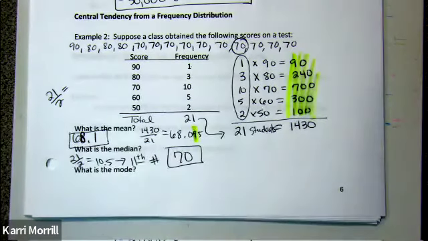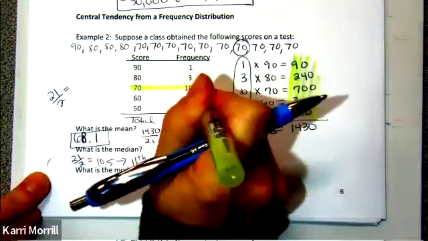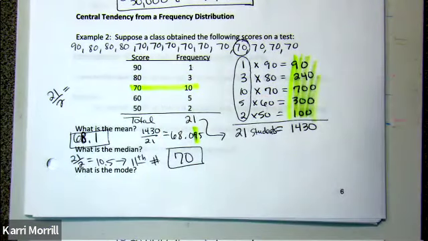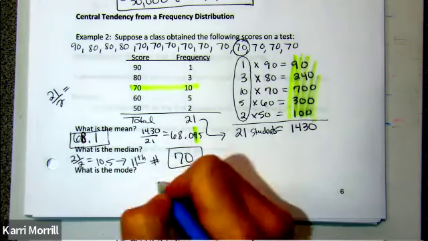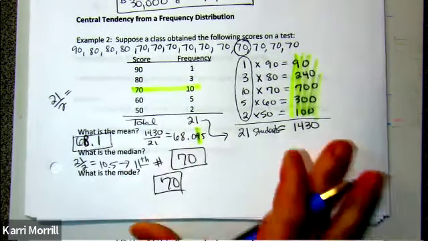What's the mode? 70. And how do we know that? That's the one that repeated the most right here. It had the biggest frequency. Frequency would be showing how often that repeated. Okay, so the mode would be 70.